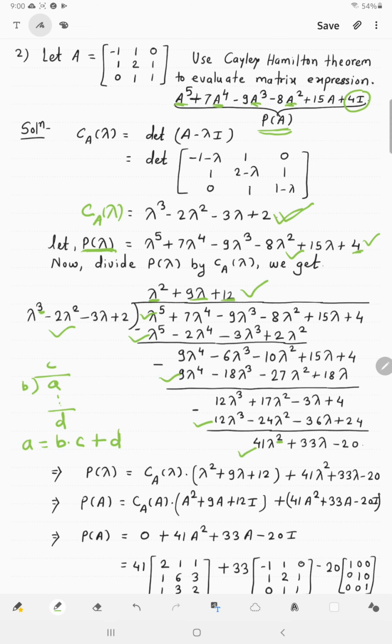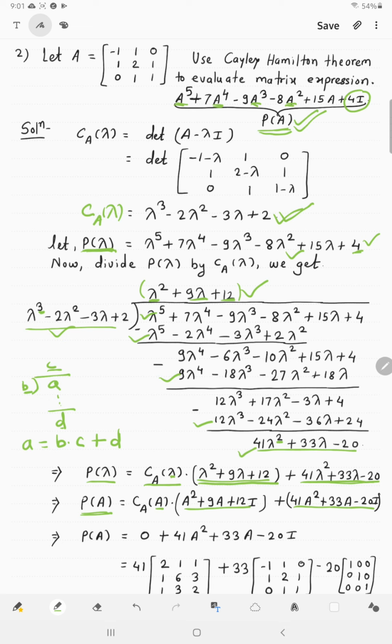Similarly, now instead of a, I have p of lambda. Instead of b, I have this ca of lambda. Instead of c, I have this quotient. I write down here, and d is the remainder now. Now replace lambda by A. Why? Because we have to find out p of A, not p of lambda. So I write down here p of A. Similarly, all changes: lambda becomes A. Here also lambda becomes A. Here also I write down A.